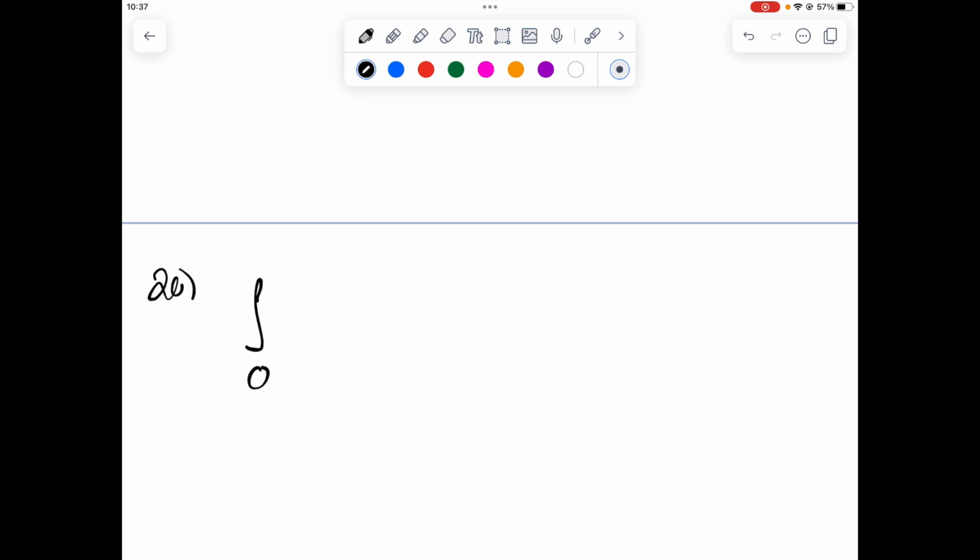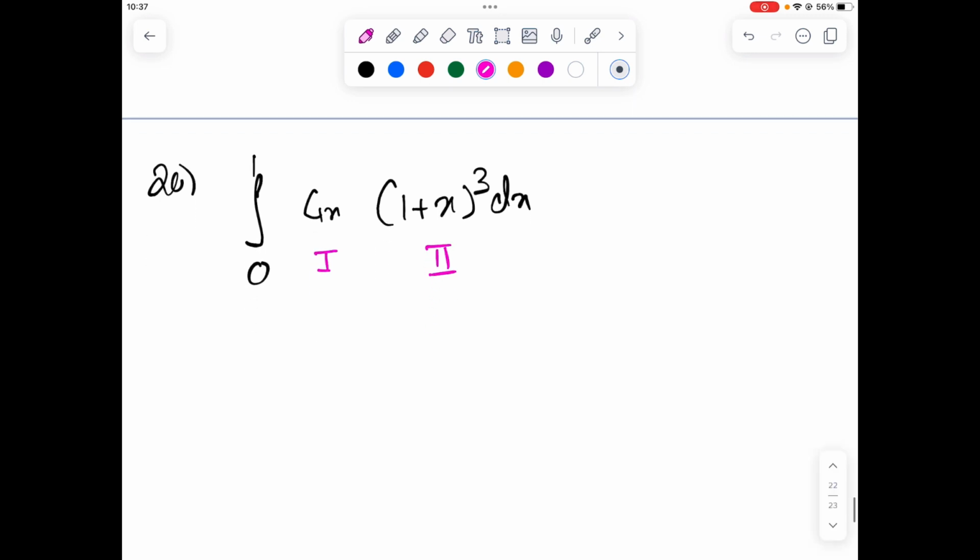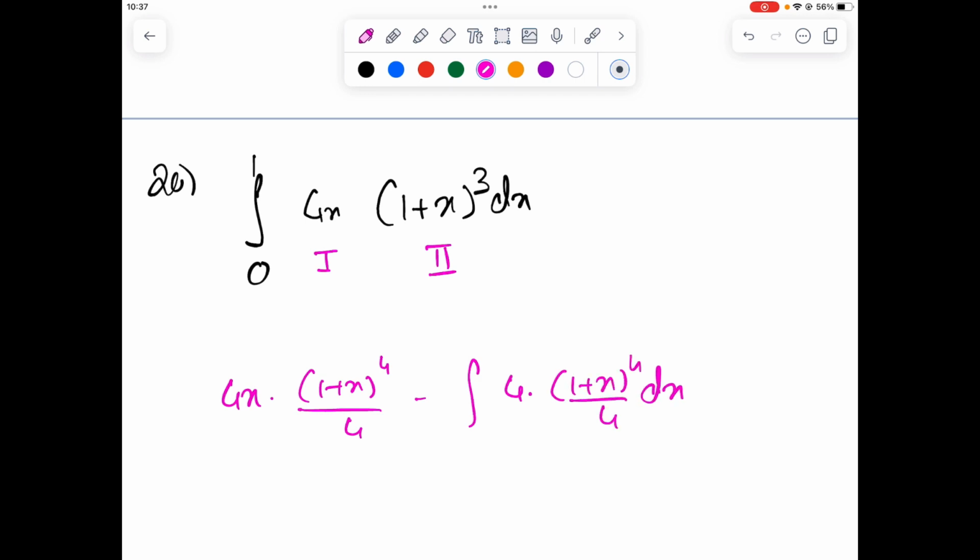Integral 0 to 1 of 4x times (1 plus x) whole cube dx. As previously discussed, this is the first function and the second function. So what am I going to do? 4x, then (1 plus x) whole cube will become (1 plus x) to the power of 4 upon 4, minus the integral of the derivative of 4x, which is 4, times (1 plus x) to the power of 4 upon 4 dx.